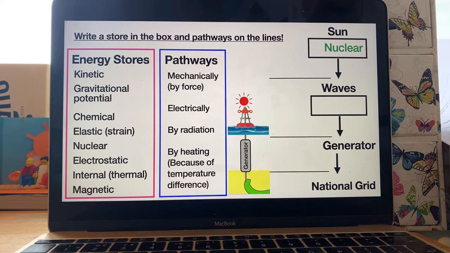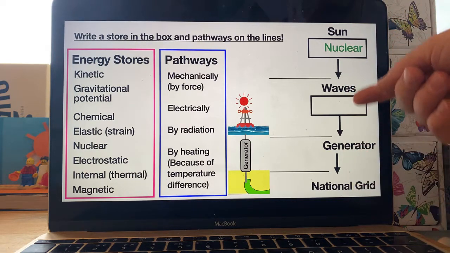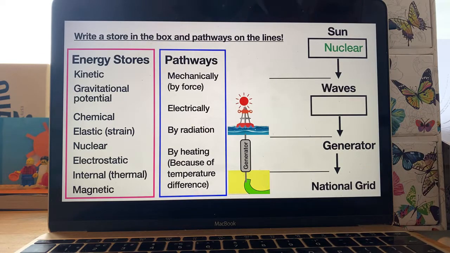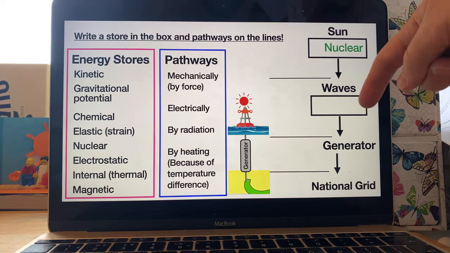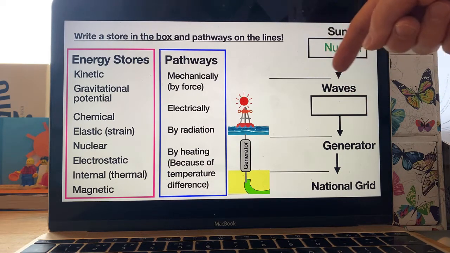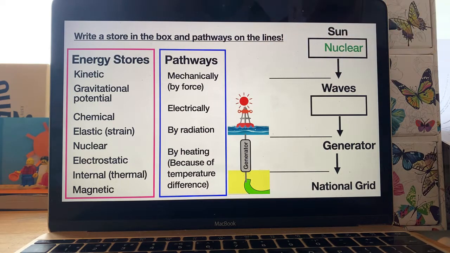So what I'd like you to do is, you've got a very simplified flow diagram here with the sun at the top, and I'd like you to write the stores in the boxes and the pathways on the lines. I've done the first one for you because we haven't really talked about this yet, that the sun is a nuclear store of energy. How does energy get shifted from that nuclear store to the waves? I'll give you two answers for that one. There's a main pathway that should go on that line.